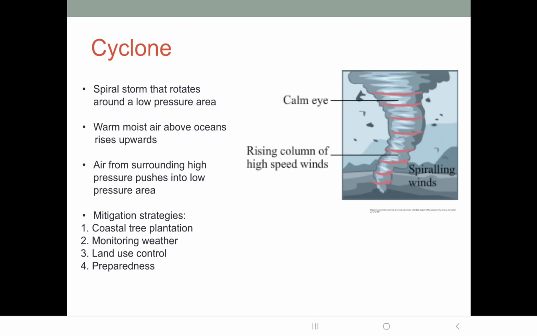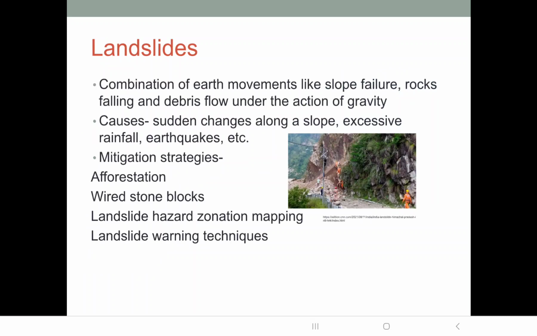Okay, then having discussed earthquakes, cyclones and their mitigation strategies, let us now discuss what is a landslide. See, landslide is a combination of earth movements like slope failure, rocks falling and debris flow under the action of gravity. Okay, this is seen in the mountainous areas, and particularly in ghats also you can see this. Landslides are frequent in the monsoon season.